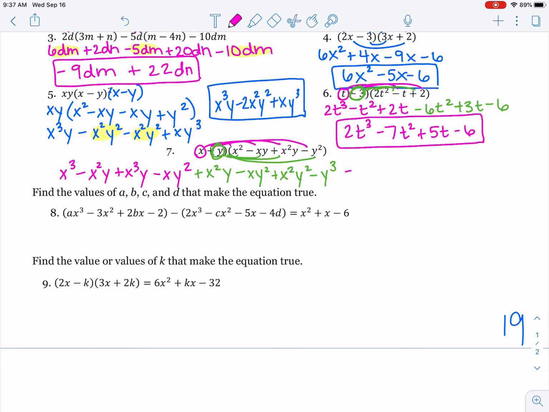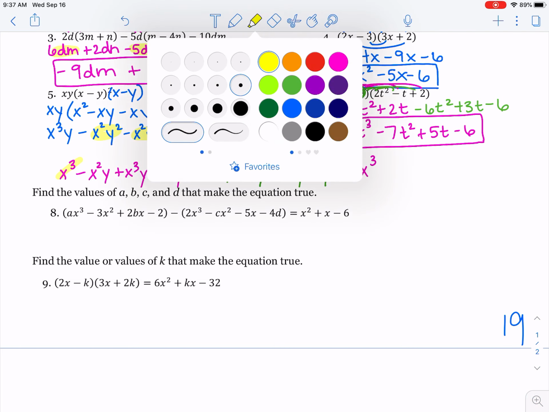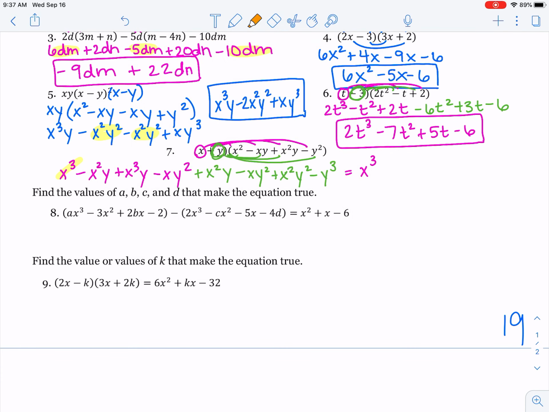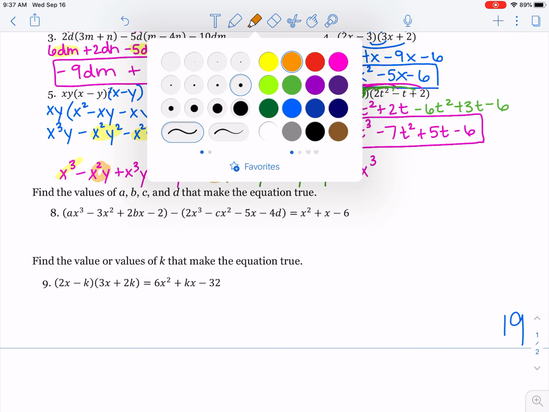And then we are very carefully going to combine like terms. So x cubed has nothing. I'm just going to highlight it so I know that it's gone. X squared y's. Switch the colors here. X squared y, x squared y. Those actually end up canceling out.